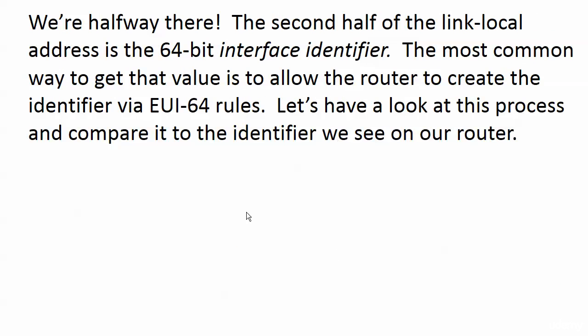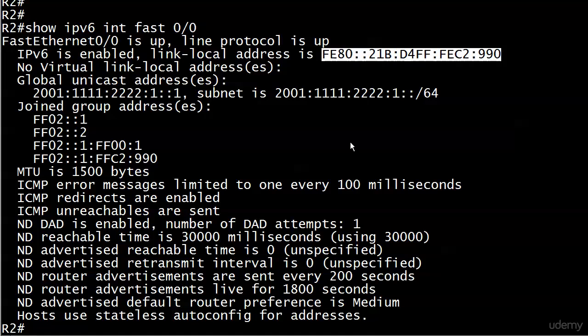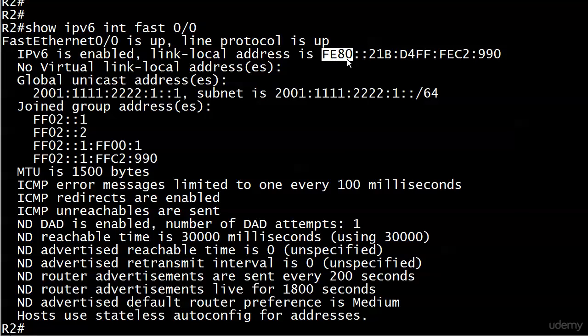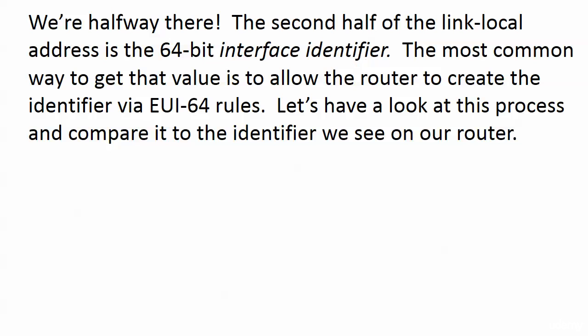Now we are halfway there, because if we take a look at our link local address, we see FE80 right there at the beginning and 0 compression right after it. We see 5 blocks overall. So we know that the 0 compression is representing 3 blocks. So far the theory holds up because the link local address is FE80 followed by 3 blocks of zeros. So far everything is beautiful.